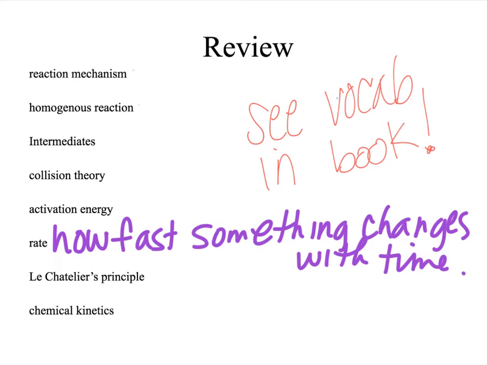So the rest of those you can be looking up. Make sure you know what an intermediate is. Remember, an intermediate appears in one step of the reaction mechanism and then disappears, so it doesn't appear in the overall equation. Make sure you know reaction mechanism. Homogeneous means all the same phases. So make sure you understand all those definitions and make sure you look over those before the test.